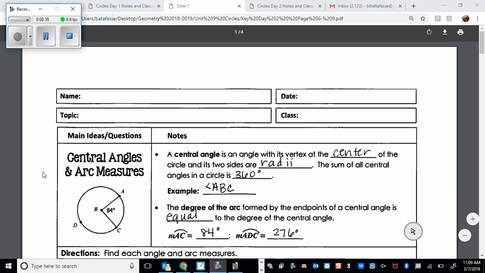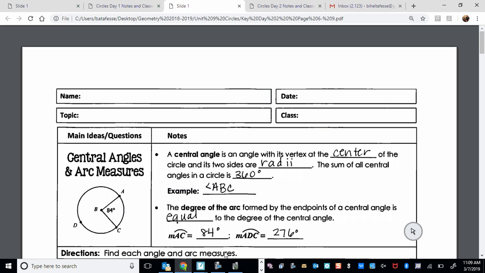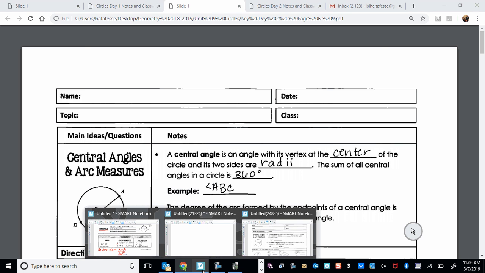One thing you need to know, and this is where we're going to focus more, is the second part, which says the degree of an arc formed by the endpoints of the central angle is equal to the degree measure of the central angle. What this means is the angle ABC, which is angle B, is 84. Therefore, arc AC is also going to be 84. What is left is 360 minus 84, which is ADC, the major arc, and that will give you 276. So a lot of the problems we're dealing with today will involve subtracting from 180 or 360, depending on what is given.